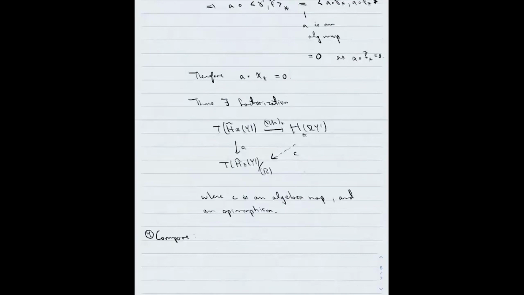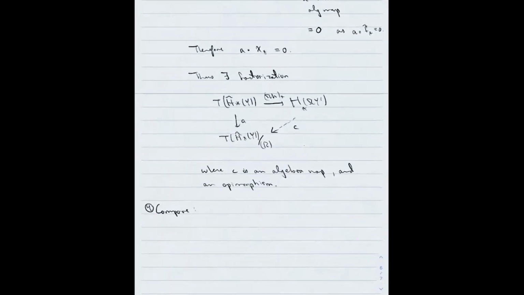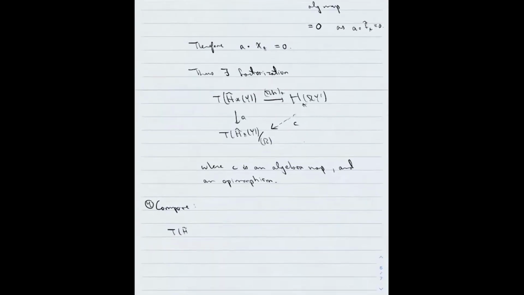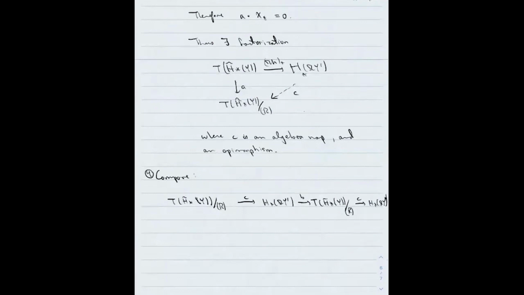This would be step 4. And we end up with, let's think of the composites we've got. The tensor algebra on the reduced homology of Y, quotiented out by this two-sided ideal. We could go into the homology of loop Y prime, and then back out to the tensor algebra, quotiented by the ideal, and then go back into the homology of loop Y prime. Well, C and B, these are both algebra maps. And both epimorphisms.